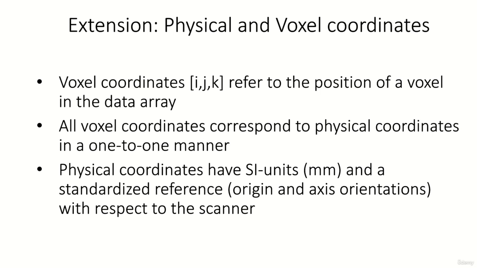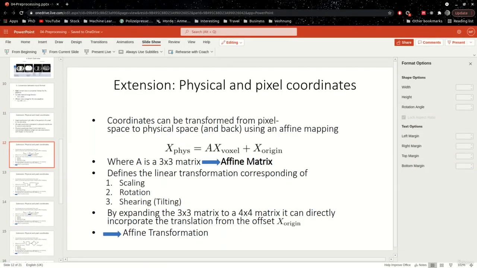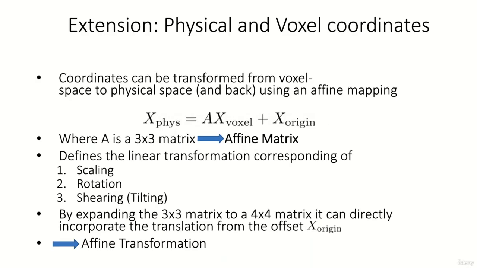This means that you can transform each coordinate of your data array to a coordinate in the scanner where the scan was produced. In contrast to our voxel coordinates, the physical coordinates have SI units, millimeters most of the time, and a standardized reference with respect to the scanner. This one-to-one mapping between our voxel coordinates and our physical coordinates allows a transformation between the two of them.